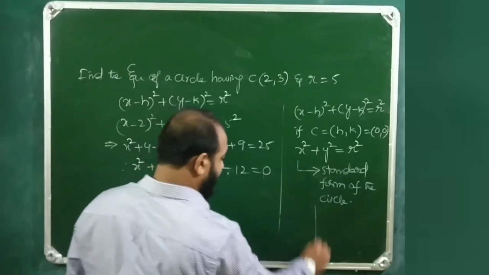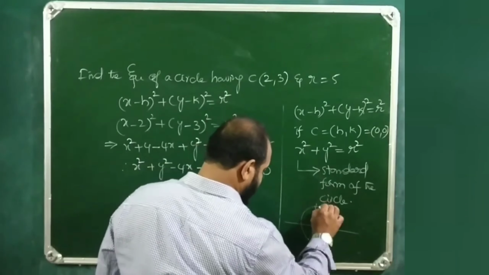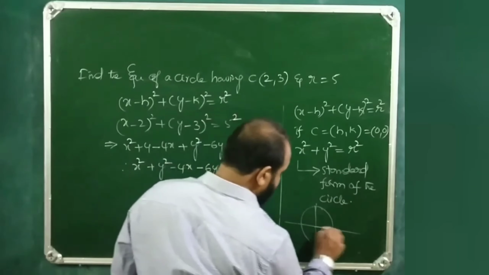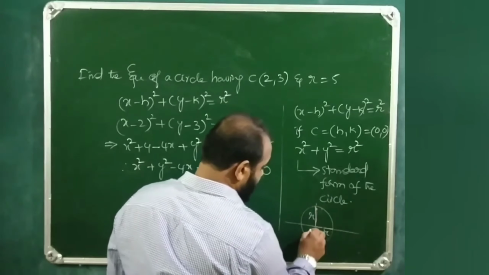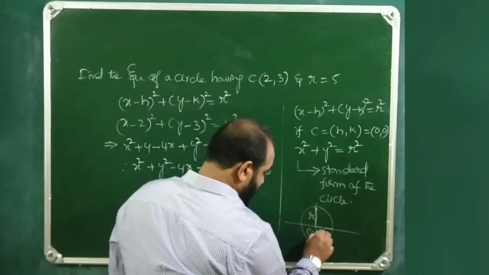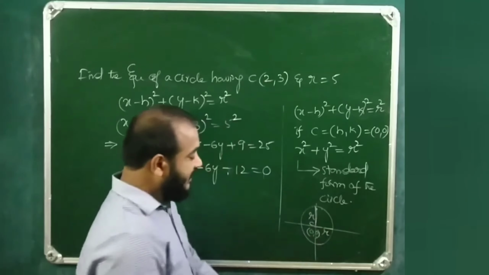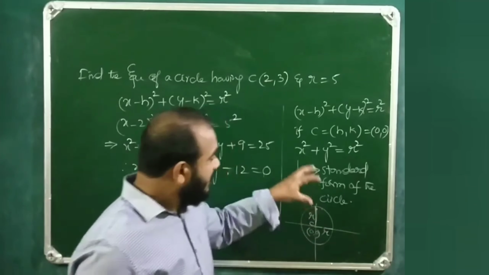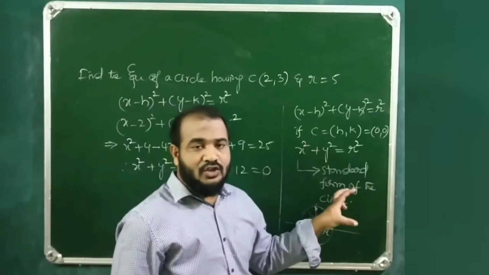That means, this is the coordinate axis and this is a circle. So this is equal to r and this is equal to r. So here this is (0, 0). For this circle, the center is at the origin. So such a circle is said to have the standard equation of the circle.